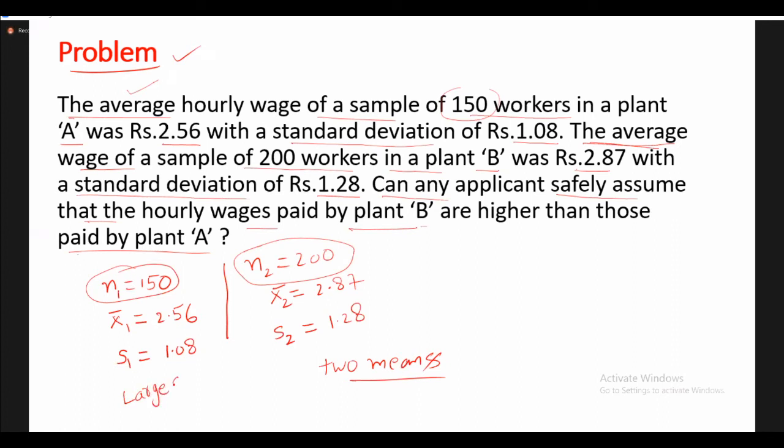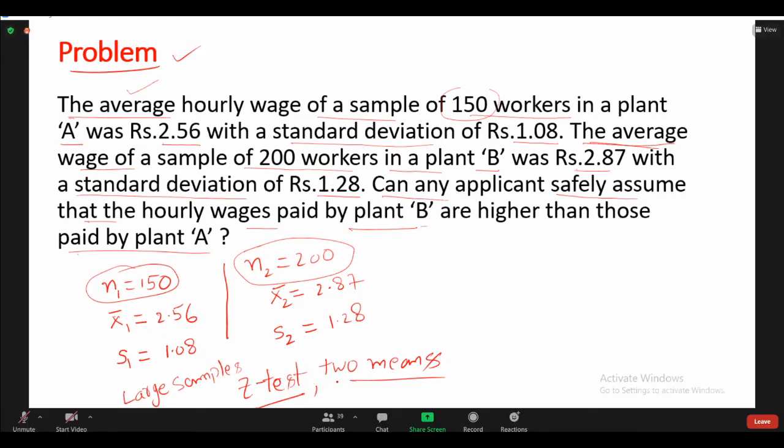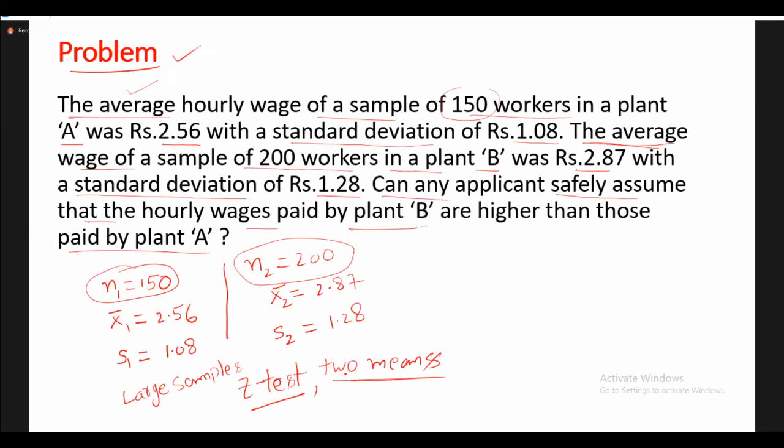Large samples. We'll use the Z test. For large samples, we use the Z test. Here, two means. As all of you understood, the identification is most important. Large samples, two means.